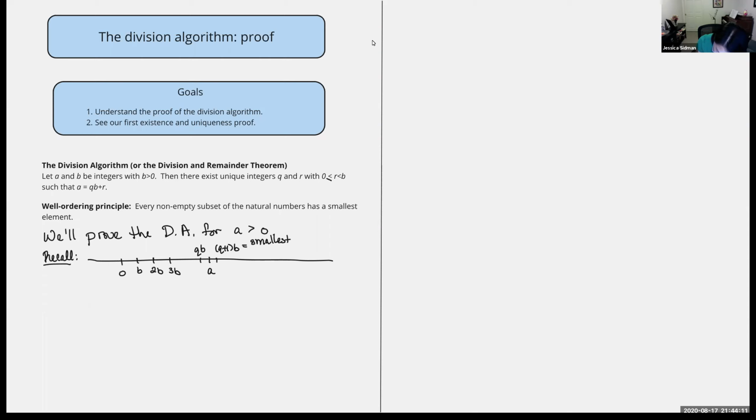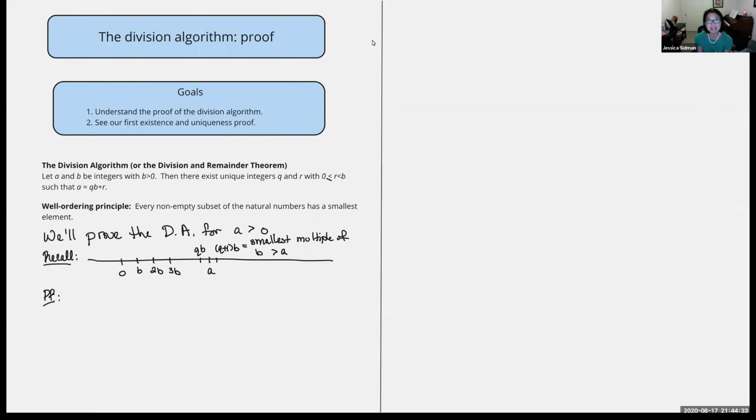and this one is equal to the smallest multiple of B that's to the right of A, or greater than A, okay? And so this diagram, if you have this in your head, it's gonna make the proof a lot easier to understand. So let's see the proof now.